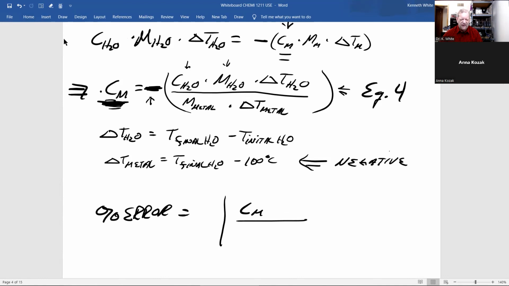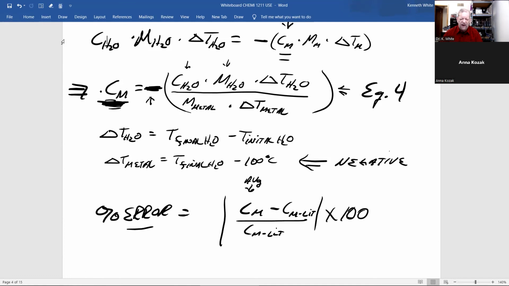This value here, this is the average of the specific heat minus the metal specific heat, the literature value, divided by the specific heat of the metal, the literature value. And then this is the absolute value, it's a positive number, times 100. And that's how you get percent error.